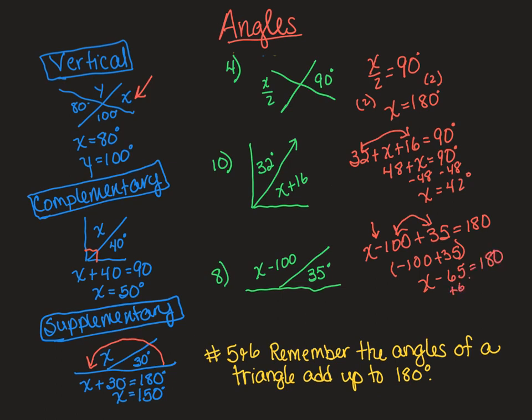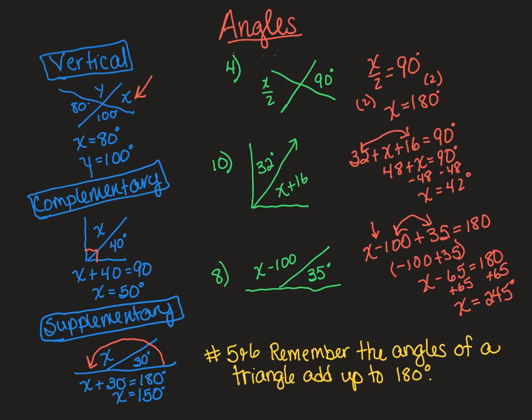I'm going to add 65 to both sides, and I know that X equals 245. And if I put that back in here, I know that X minus 100, 245 minus 100 is 145. 145 and 35 is 180. Okay, so there are 3 examples of problems you're going to need to do for homework.